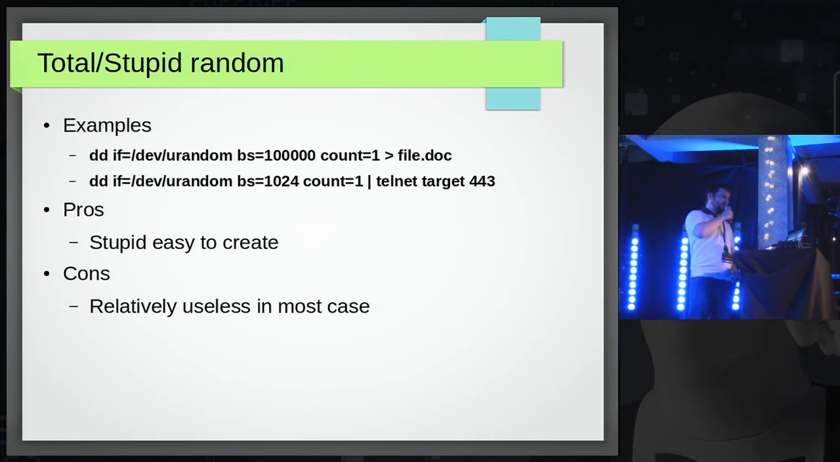Total stupid randomness is where you generate total garbage with random or whatever, and you put it into a file or into network traffic and hope that something happens. It is really easy to create, but it almost never works because almost all file types and file protocols and network protocols have some strict signatures, and if you don't match them, parsing doesn't go any further. So it's pretty useless.